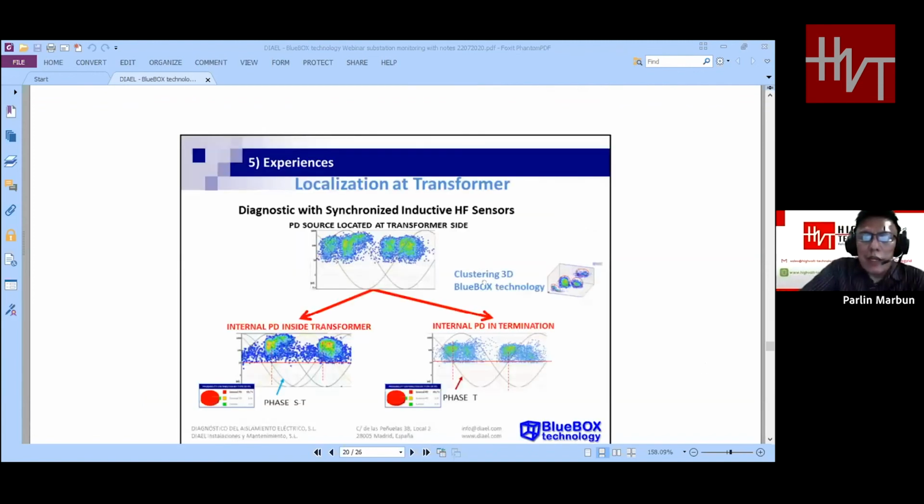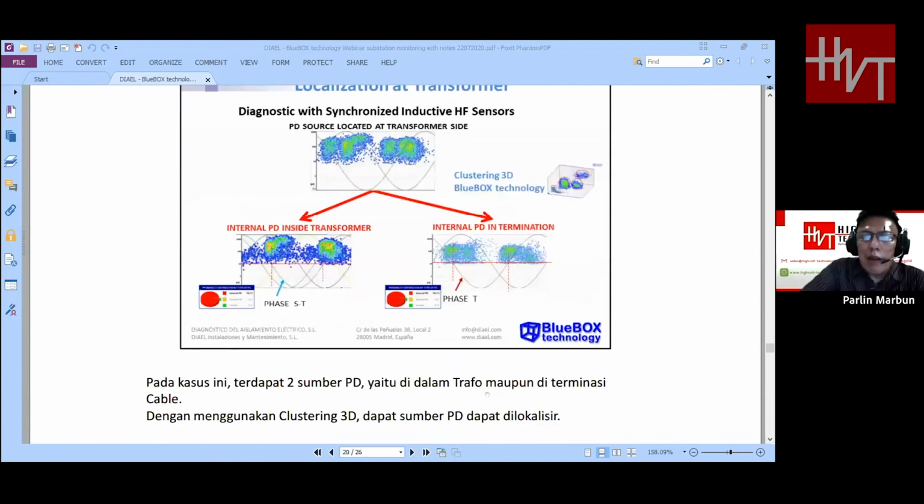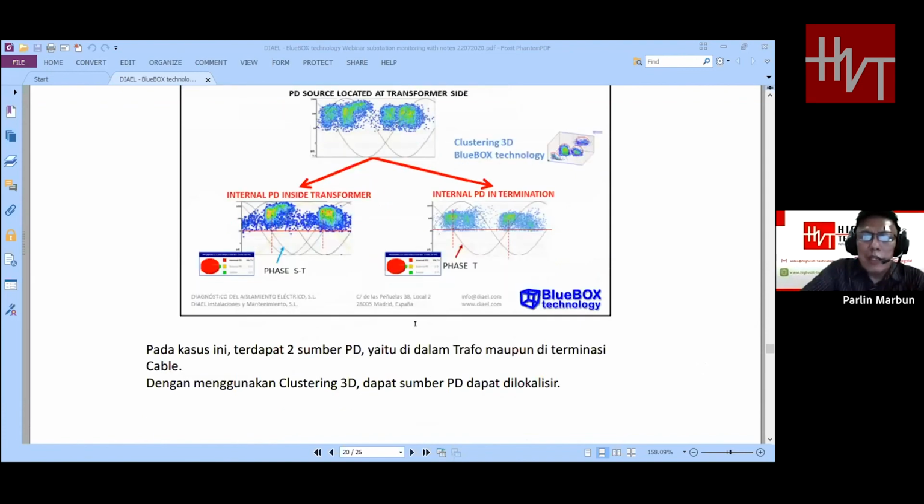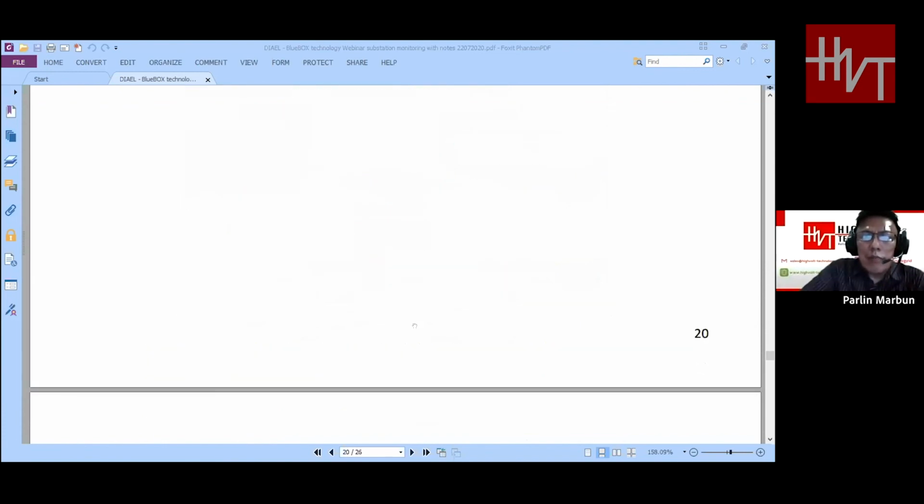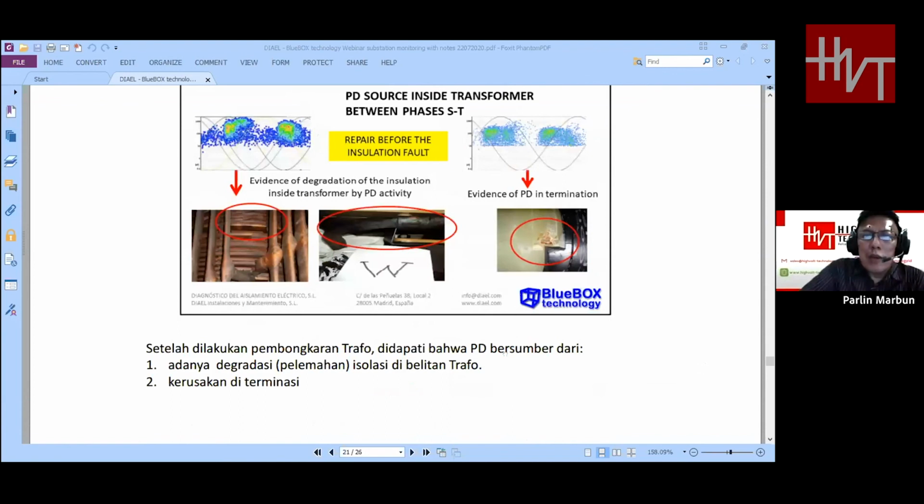Setelah dilakukan diagnosa, terdapat dua sumber PD, yaitu di dalam trafo maupun di terminasi kabel. Jadi menggunakan clustering 3D didapatkan sumber PD dan bisa dilokalisir. Sesudah dilakukan pembongkaran, didapati bahwa PD bersumber dari degradasi atau pelemahan isolasi di belitan trafo. Ya, yang dua ini fotonya. Kemudian ada kerusakan di bagian terminasi.